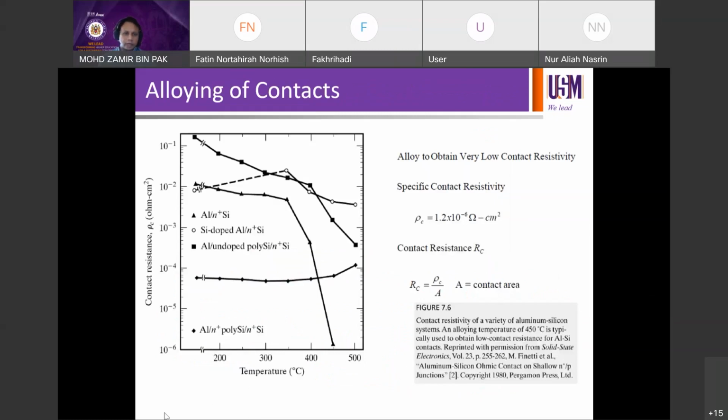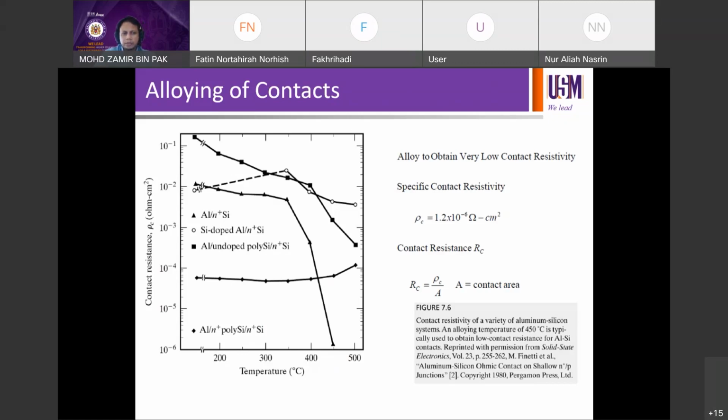Okay, alloying of contacts. Most of the time, this one happens. For example, we have been talking about alloying of contacts when we talk about process integration. Titanium, then you anneal at high temperature in RTP, and then in some ambient, and then you get the alloy of titanium and silicon, titanium silicide, TiSi2. Okay, so those are alloying. One of the examples of alloying that we are talking about here.